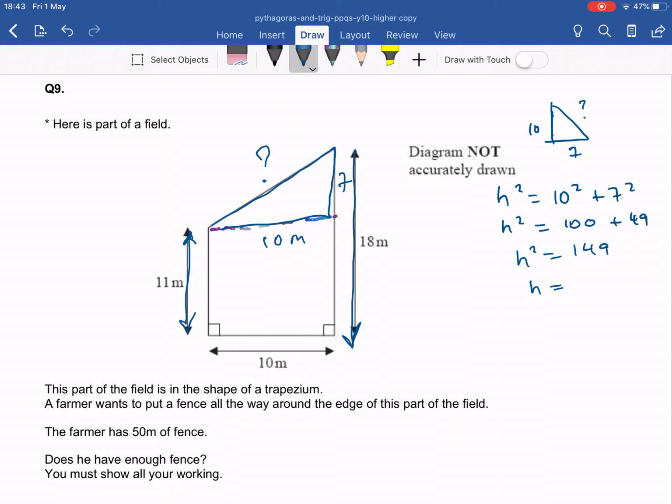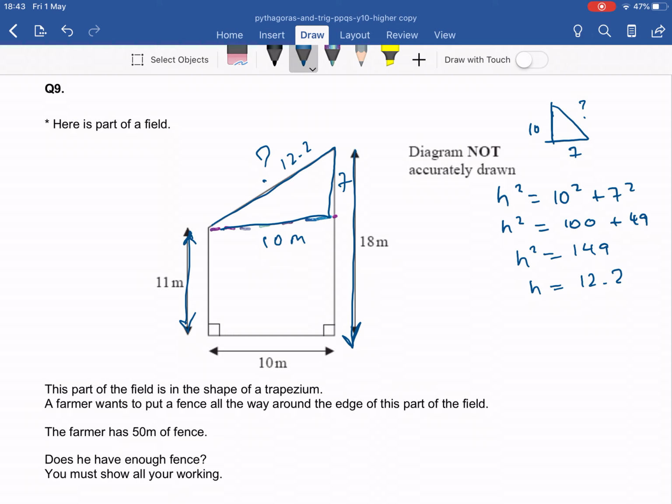If I can grab a calculator. So square root of 149 is, I'm getting 12.2, shall we say, to three significant figures here. So this is 12.2.